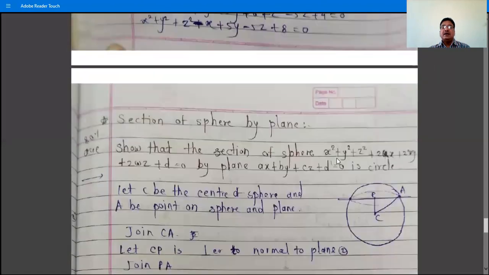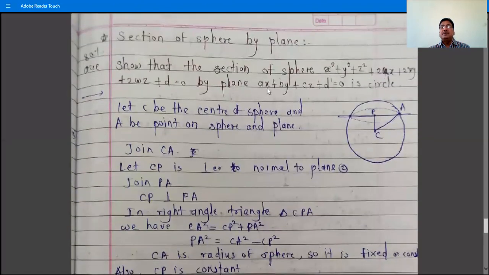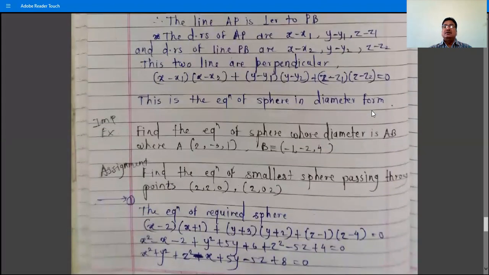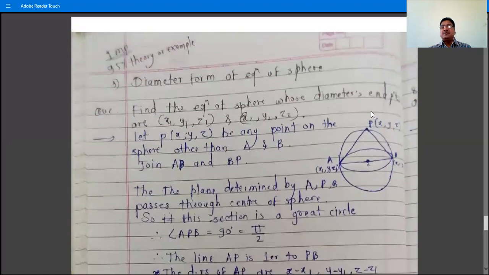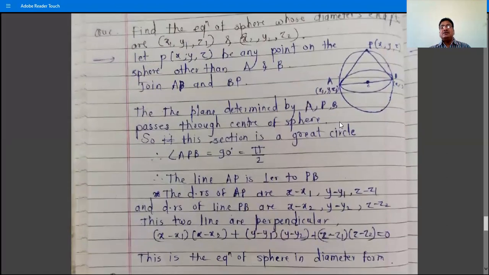The next topic is to show that the section of a sphere by a plane is a circle. If you cut the sphere by a plane, then the intersection is a circle. If you cut a sphere, like a volleyball, by a plane, it divides into parts, but what is the intersection? The intersection is a circle. So the section of a sphere by a plane is a circle.